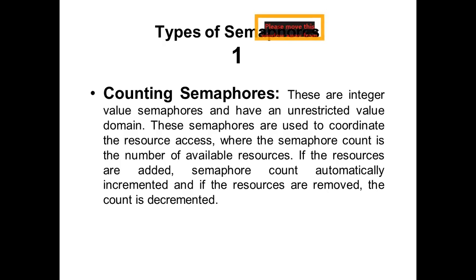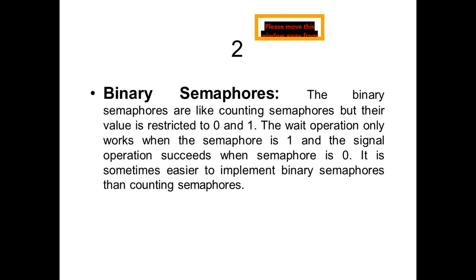Okay, so semaphore count is automatically incremented, meaning it increases by 1 at each cycle. And if the resources are removed, the count is decremented. Suppose there are a number of resources, and at any instant the resources are removed, or there is a reduction in the resources, then on the same instant the count is decremented. So this is the main application of the semaphores.